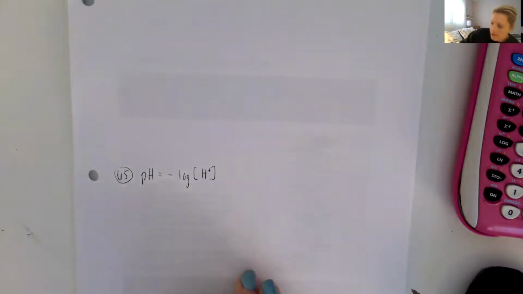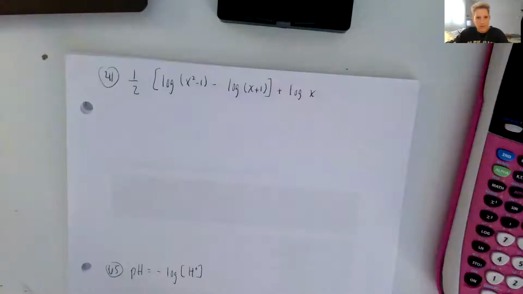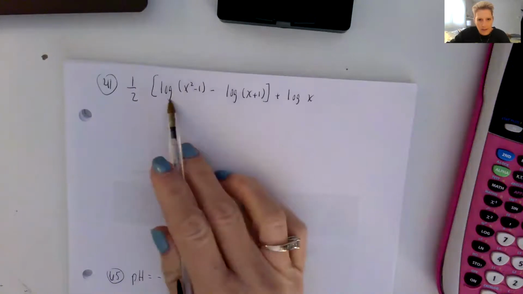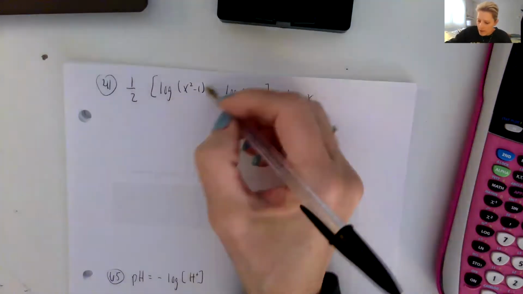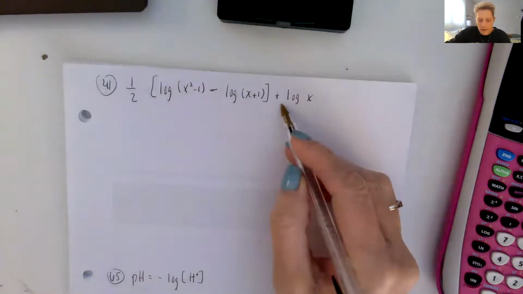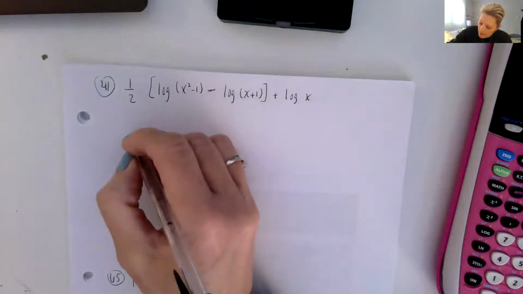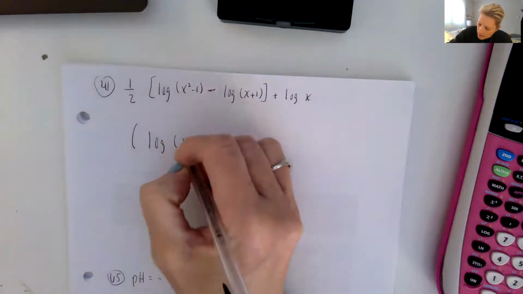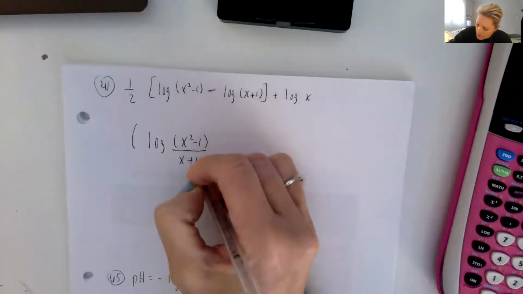Number 41 is the next one that I'd like to look at. Okay, so we have a couple things going on here. This 1/2 applies to only what's in the brackets. So we have a quotient here because of the subtraction, and we're going to have a product here because of the plus. So this is really going to be the log of x squared minus 1 divided by x plus 1.